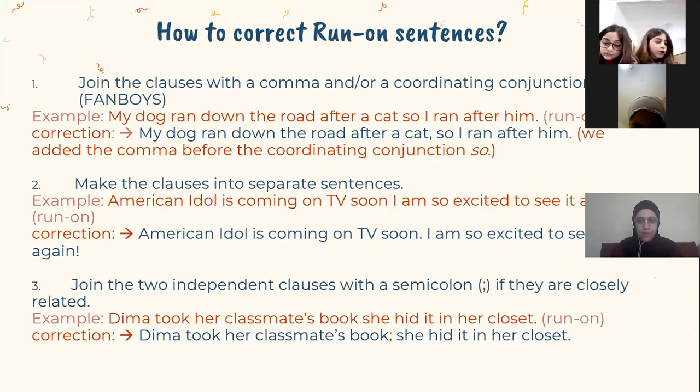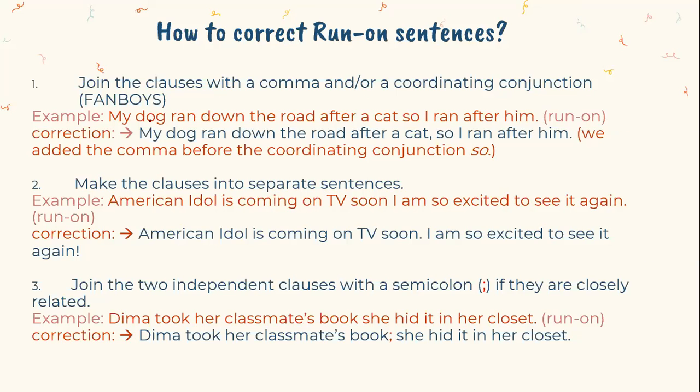Let's take the examples here. First one, my dog ran down the road after a cat, so I ran after him. You notice here that we didn't add a comma before so. So this one is wrong. It's called a run-on sentence. To correct it, I have to add a comma before so to make it correct. The first one is run-on, but the second one is correct. So if you write a compound sentence with a fanboy without a comma, it will be considered wrong.